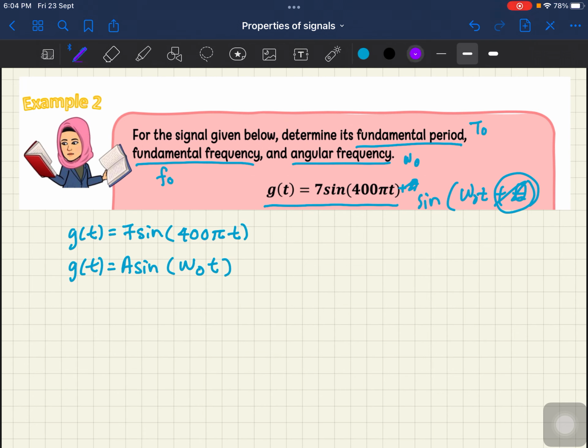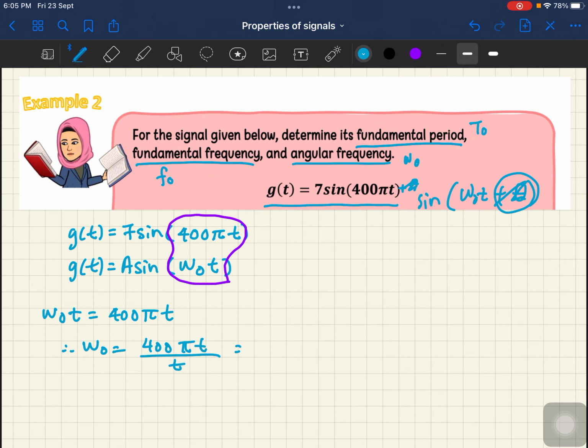Now what we want to do is to get the terms in the bracket to be equal, so that we can calculate the unknown omega naught. If we do that, then we can write omega naught t equals 400 pi t. Therefore omega naught is equal to 400 pi t over t, so we get 400 pi. Don't forget the unit is radian per second. So this is for omega naught.